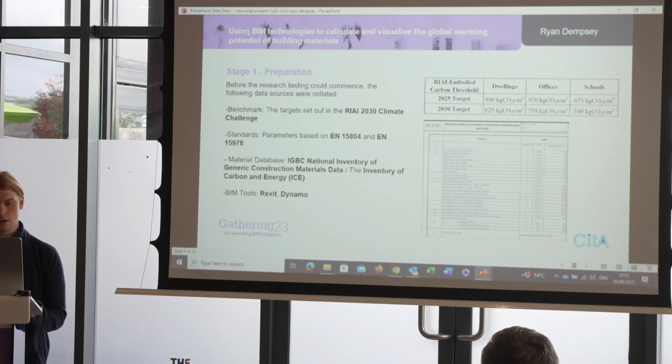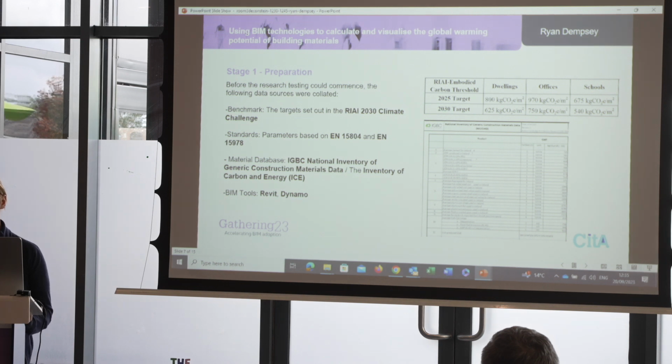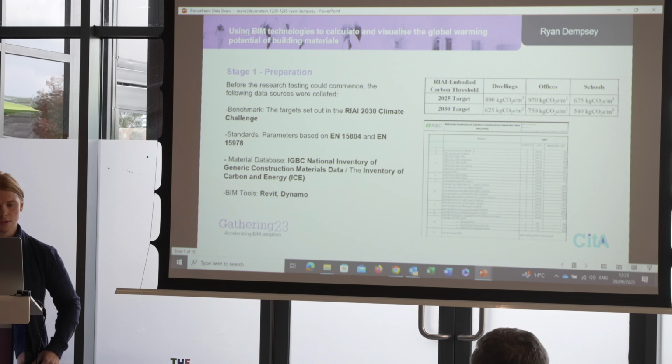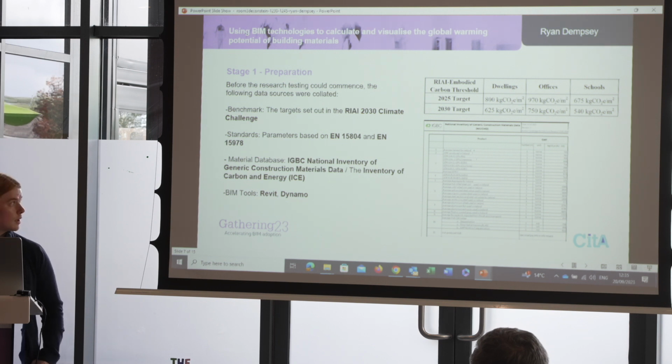So the first stage was preparation, just gathering what data sources would be used. And in this case, the benchmark targets were from the REI climate challenge, which sets out two specific targets for 2025 and 2030 for dwellings, offices and schools. The standards, as I mentioned in the previous slide, is EPDs based on EN 15804 and calculation based on EN 15978. The material databases, so because I wanted to keep this in an Irish context, I wanted to use the generic construction materials data from the Irish Green Building Council.